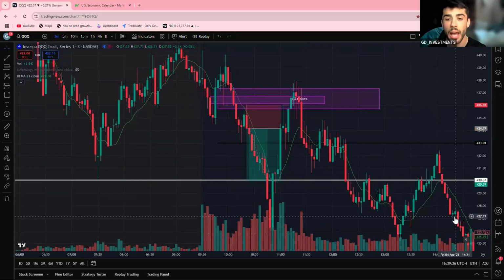So that is basically how I use these gaps. It's so important to have higher time frame confluence, as I said multiple times before.